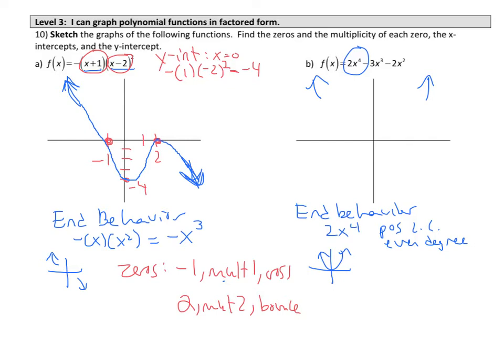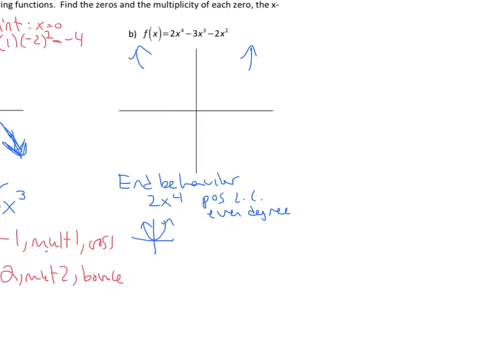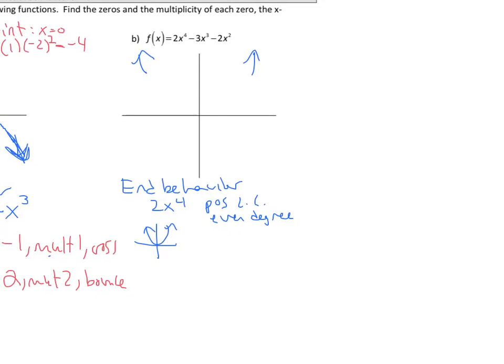Now to find the zeros, I need to change this to factored form. So I'm going to factor this expression. And first I can factor out a GCF of x squared. So I get, give myself some more room, x squared times 2x squared minus 3x minus 2.